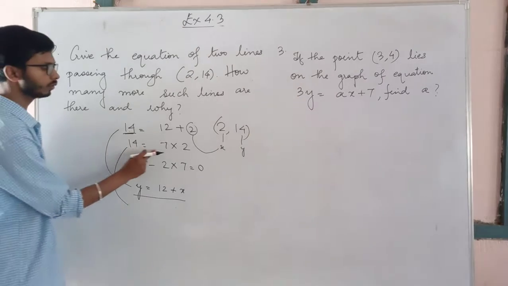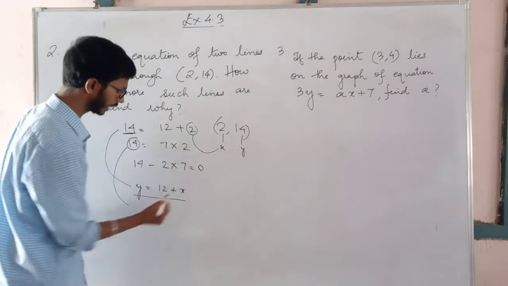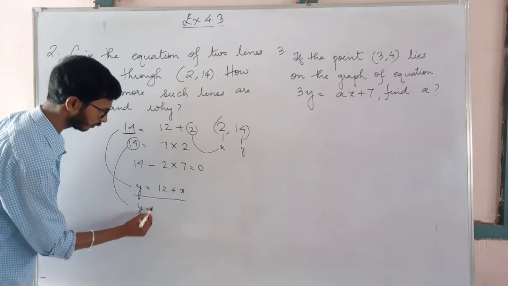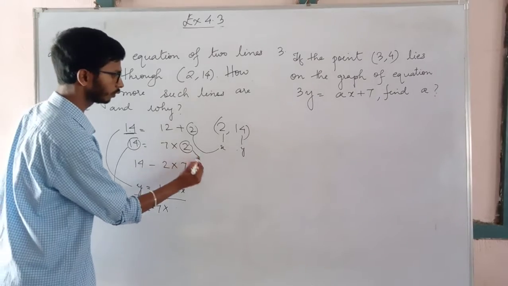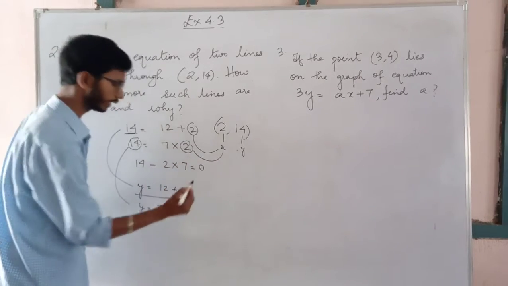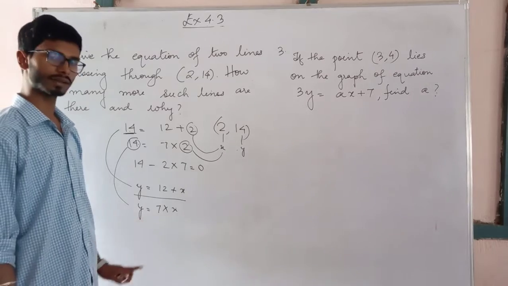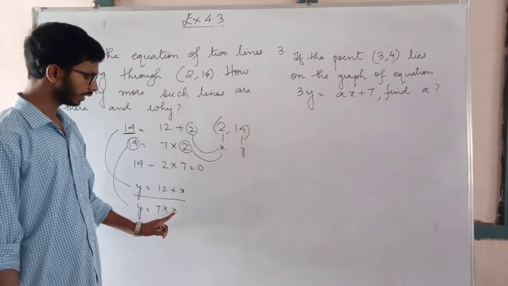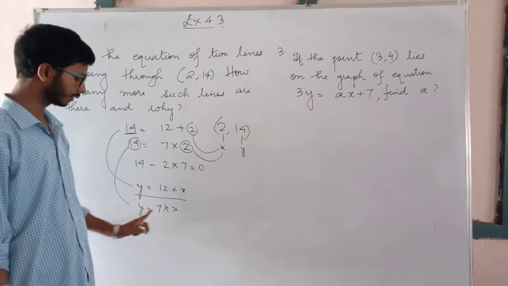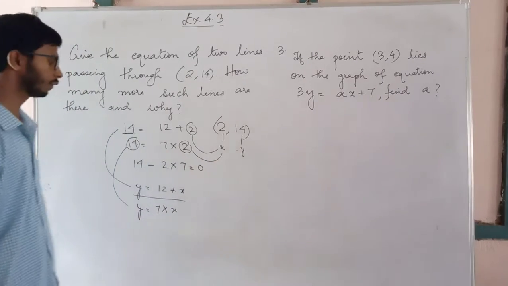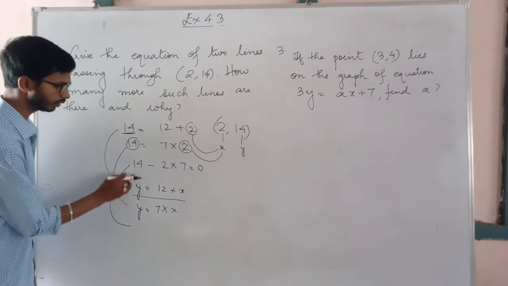14 is equal to 7 into 2. So 14 means y equals 7 into 2, and 2 is x. So we can have one more equation like this: y equals 7x. Check it. If x equals 2, then 7 times 2 is 14. So the y value will be equal to 14. Let us make the third linear equation.